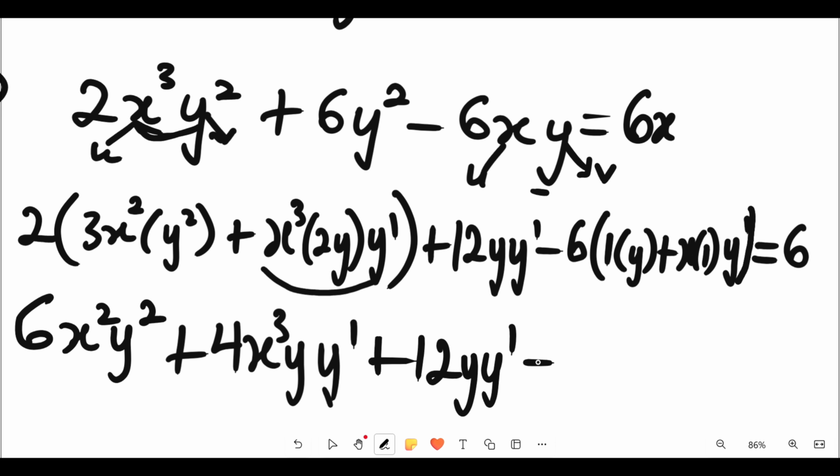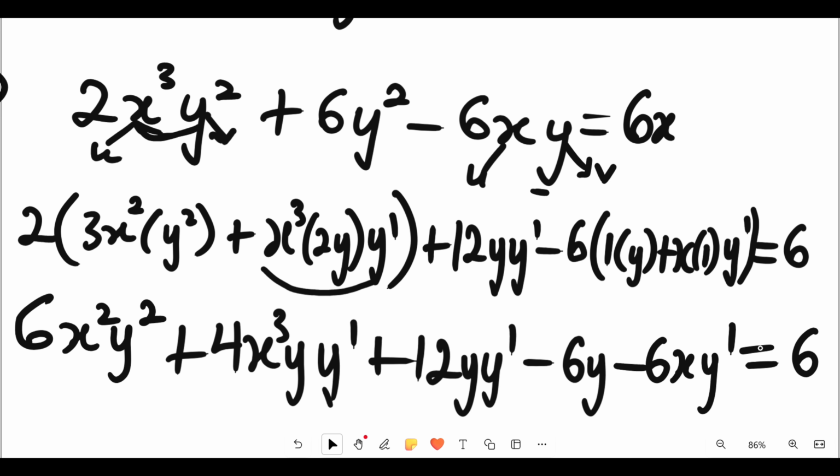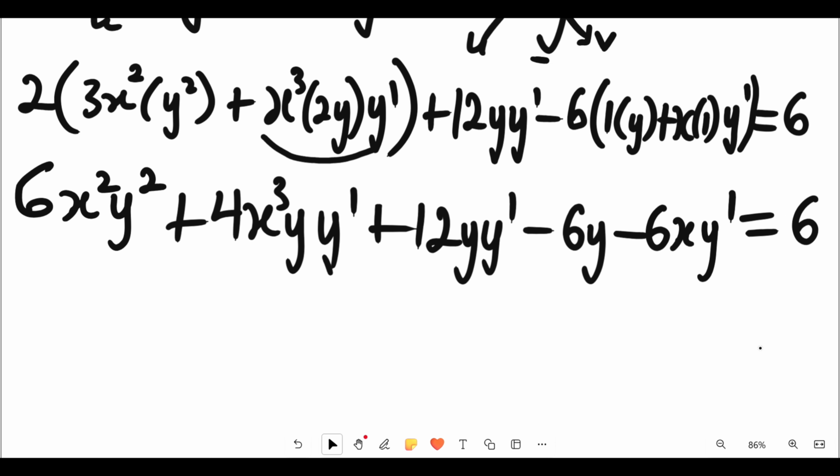Then minus, we expand the second bracket as well. Let me close this bracket. So here we have negative 6 multiplying 1 times y, so we are going to get negative 6y. The negative 6 also multiplying x times 1 multiplying y prime. So you'll be getting negative 6x y prime, all equal to 6.